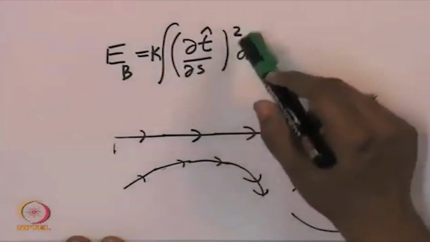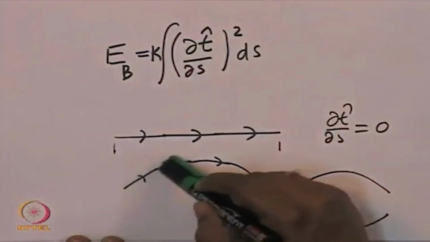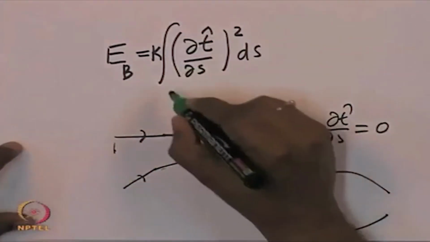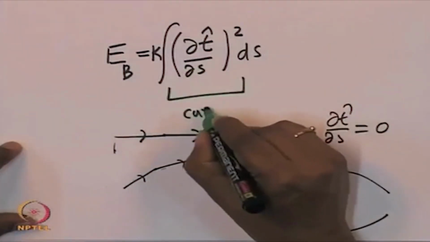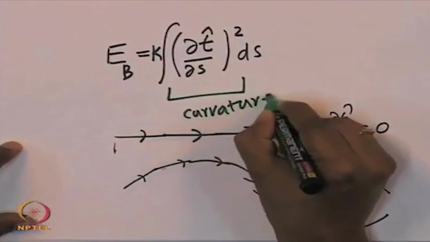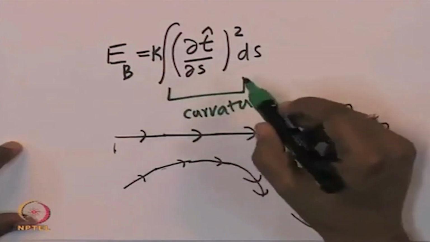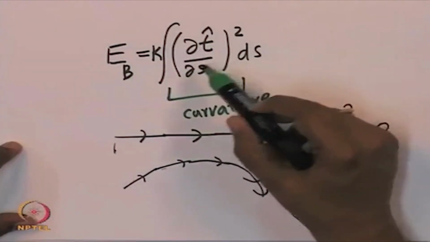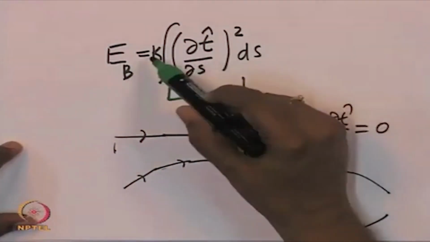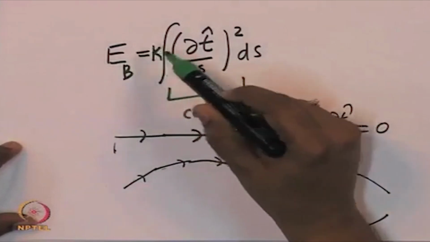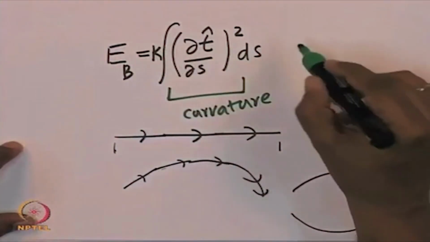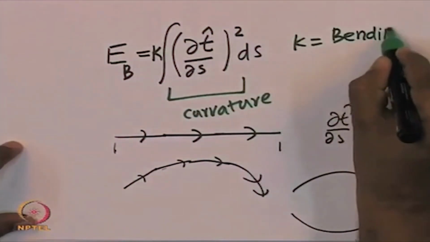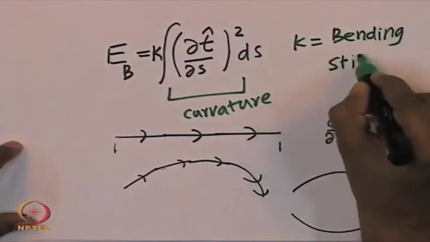So, del t by del s whole square, and the sum of this bending, this is the curvature basically. We discussed something about curvature earlier in calculus. So, this is curvature, and when we discussed, we said something about bending energy. So, this is a curvature energy, sum over curvature multiplied with a constant, and this kappa is called bending stiffness.